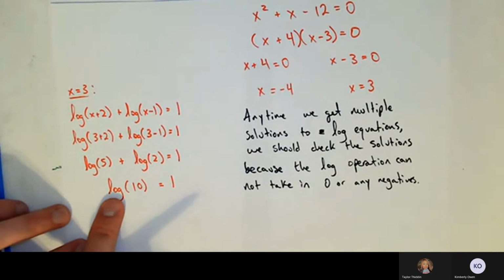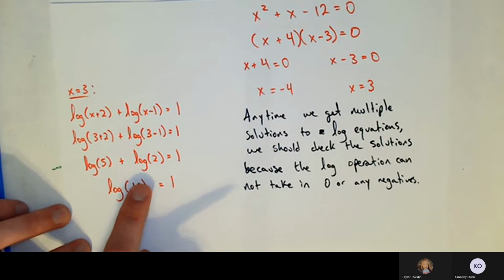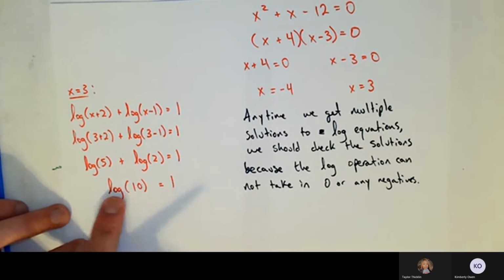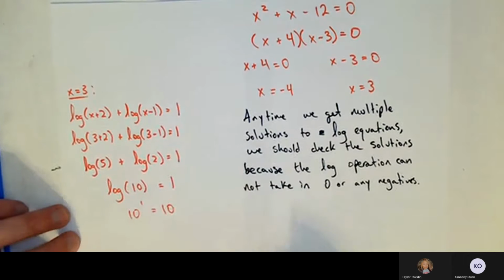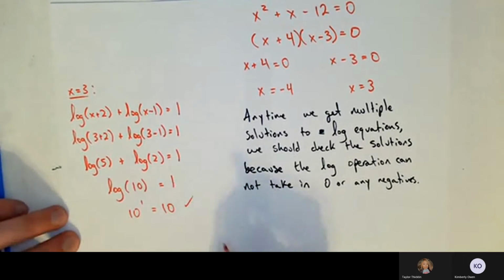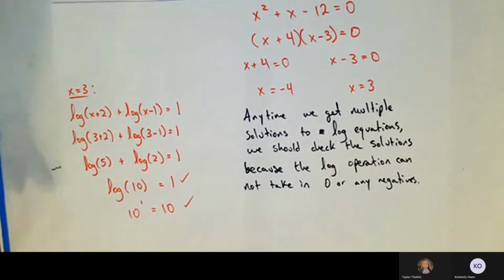Well, this is a log base 10. So what this asks me is 10 raised to what power is equal to 10? That's what this log asks. And it's saying equals 1. Is that true? Yes, because 10 raised to the first power is 10. So this is true. Well, there we go. Okay, what about the other solution?